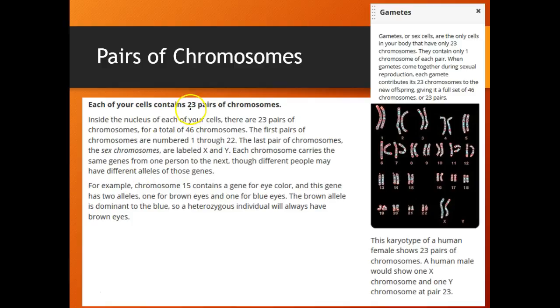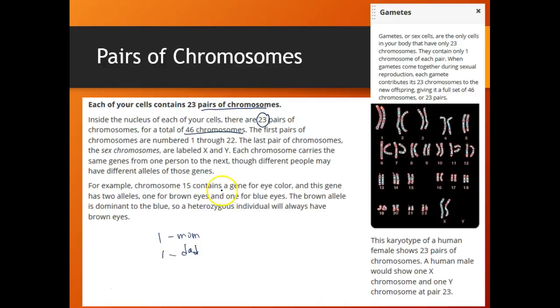Each of your cells contains pairs of chromosomes. And the reason why you have pairs of chromosomes is because you get one from your mom and one from your dad. So for every single chromosome that you have, you're always going to have two copies, right? And we call those homologous chromosomes. You get one from your mom and one from your dad. So we always have pairs. So in a human cell, we have a total of 46 chromosomes, but they come in pairs. So we say that humans have 23 pairs of chromosomes.